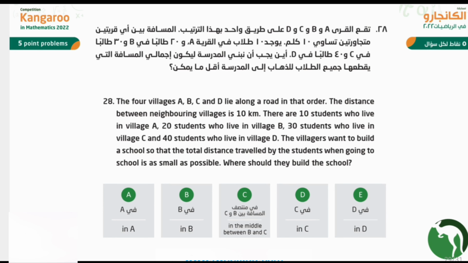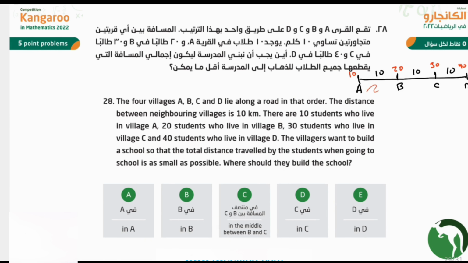In question number 28, the four villages A, B, C, and D lie along a road in that order. The distance between neighboring villages is 10 kilometers. There are 10 students who live in village A, 20 students who live in village B, 30 students who live in village C, and 40 students who live in village D. The villagers want to build a school so that the total distance traveled by the students when going to school is as small as possible. Where should they build the school?